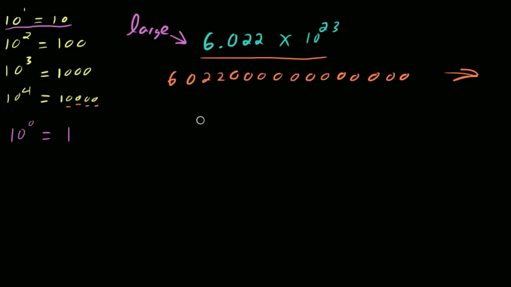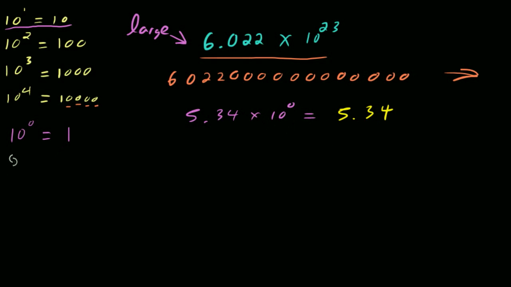So therefore, if we had, let's just say, 5.34 times 10 to the 0 power. If we were just going to write that without scientific notation, this would just be 5.34. We just multiply. It's the same thing as just multiplying by 1.